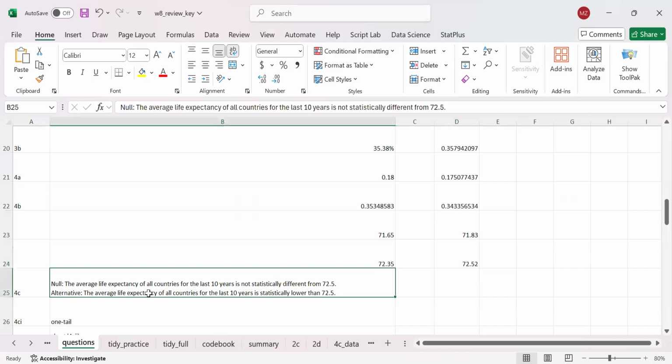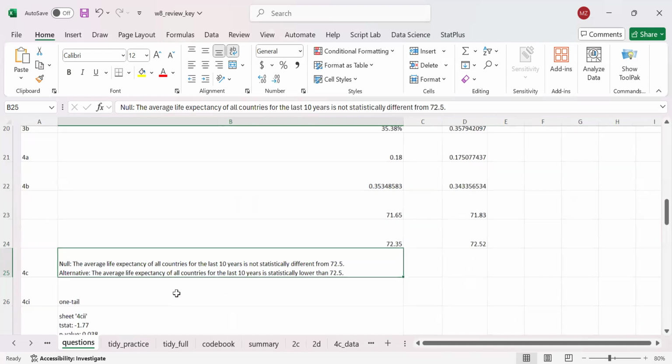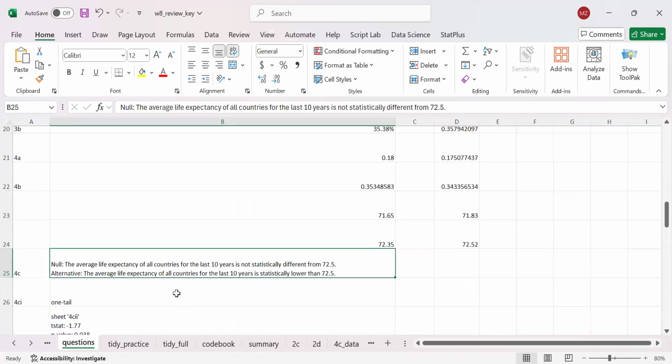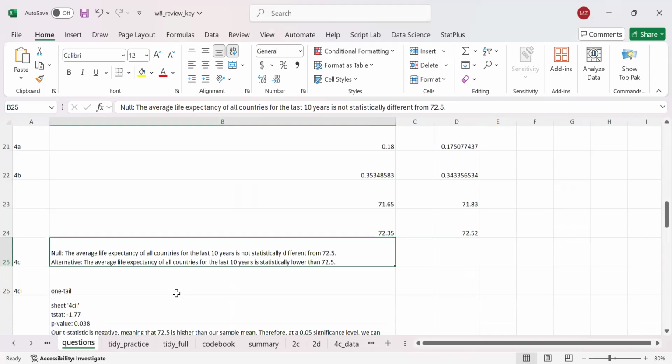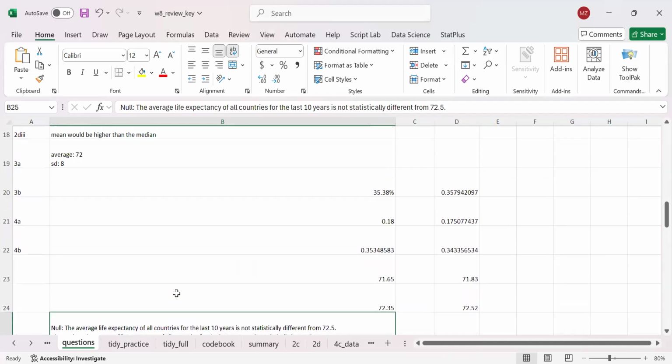So null hypothesis, average life expectancy of all countries for the last 10 years is not statistically different from 72.5, which is, the average life expectancy is equal to 72.5. And the alternative is that average life expectancy of all countries in the last 10 years is statistically lower than 72.5. So what kind of test would we use for this?